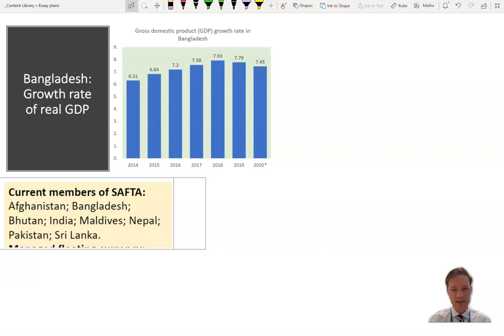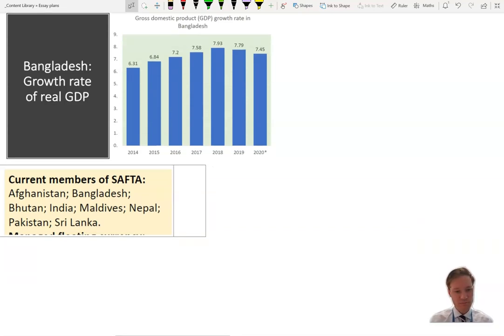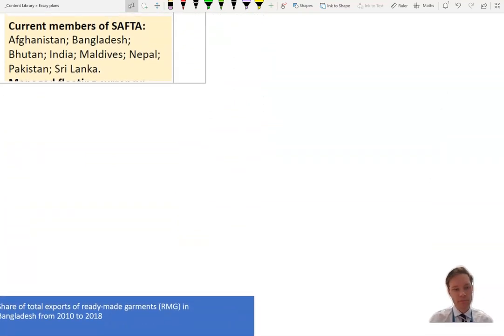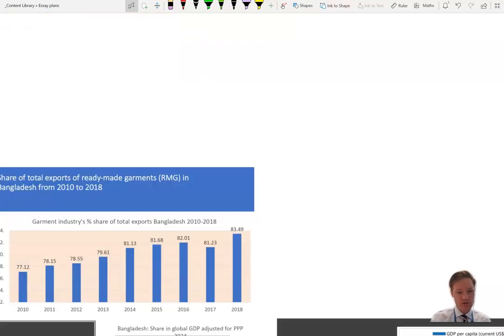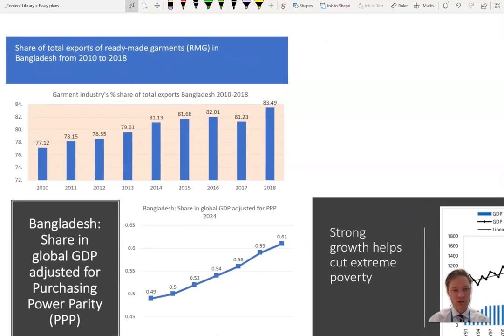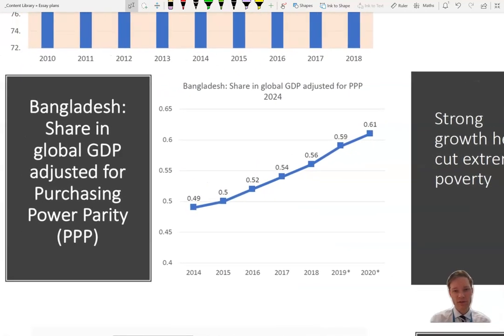Real growth rates in Bangladesh are very high rates of growth, around 7% or above. It's a member of SAFTA. That is a free trade area with the following countries. That's important to know. It has a very large garment industry, as we can see in that diagram there. 83% of exports, something useful to talk about there.